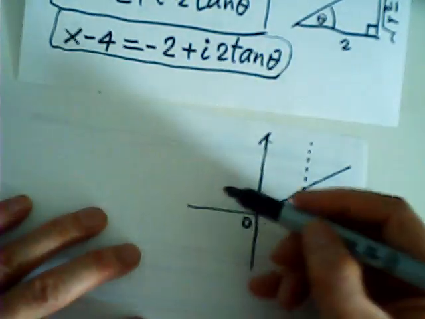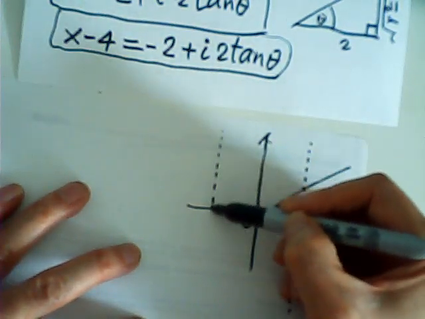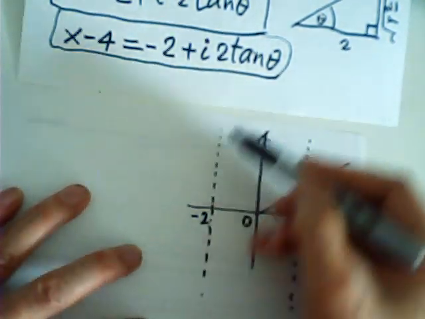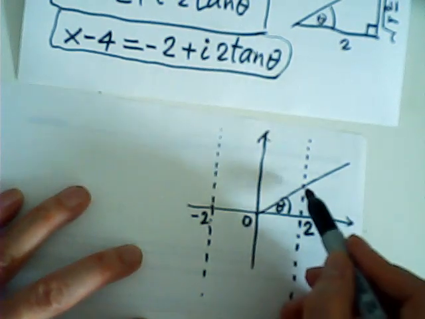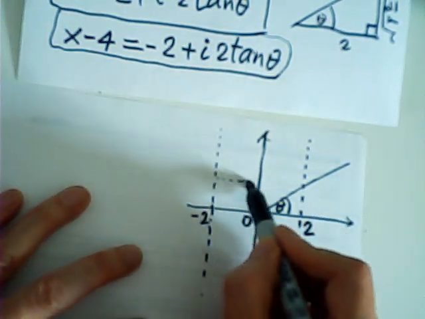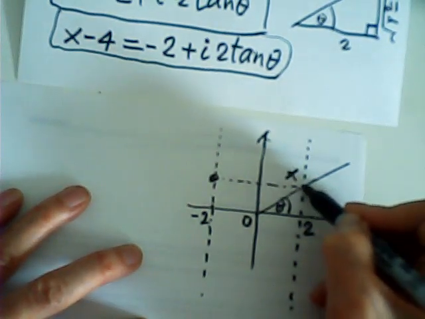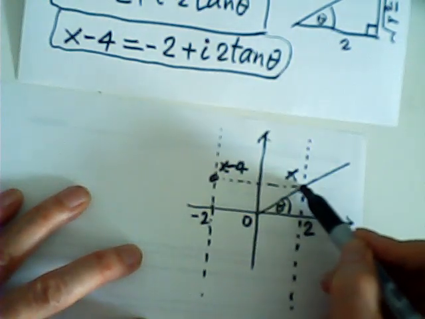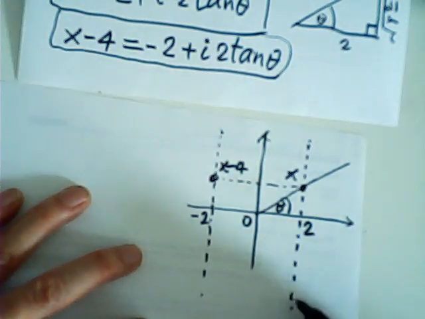In the picture, the real part is minus 2. Okay, this is minus 2. So x minus 4 must be there. If they share the same imaginary part, so if this is x, that will be x minus 4. If this is x, x minus 4, and so on.